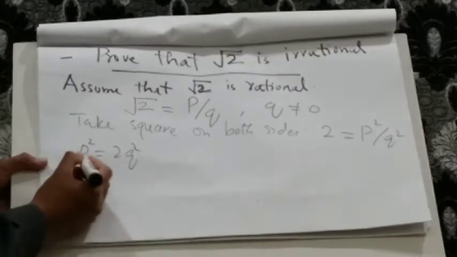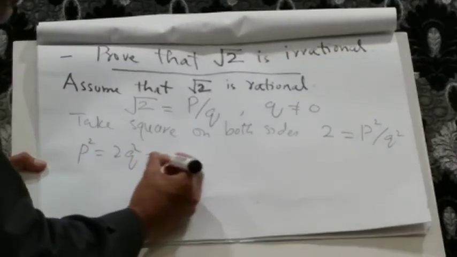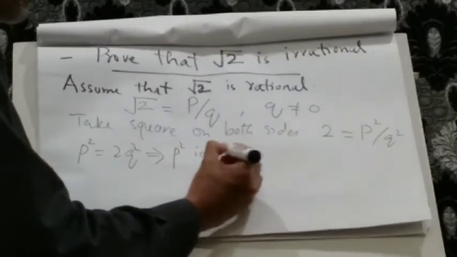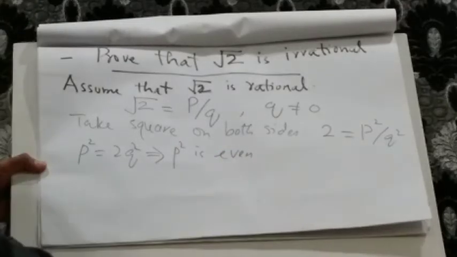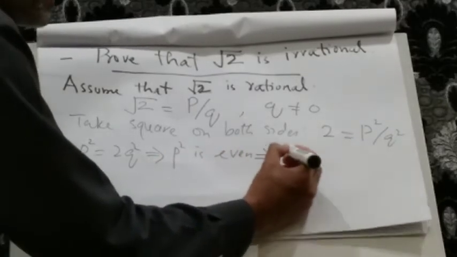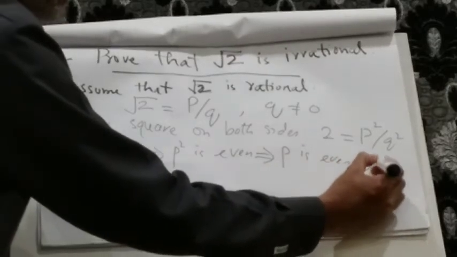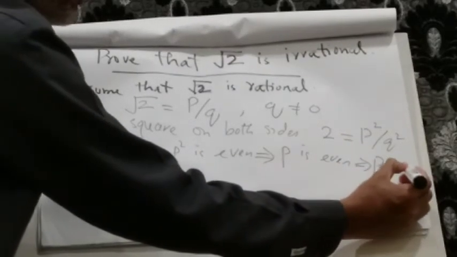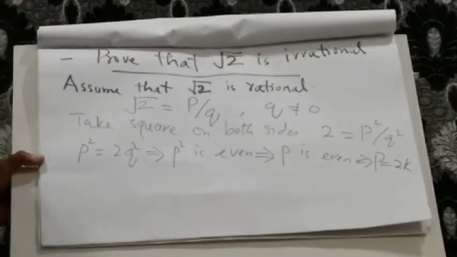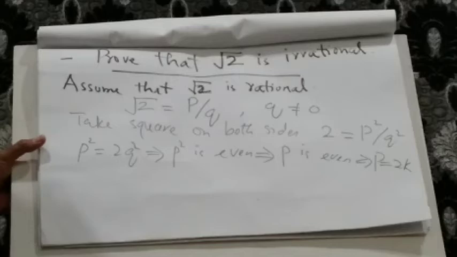And what does this mean? That p square is a multiple of 2, which means that p square is even. If p square is even, that essentially means that p is even. If p is even, that would mean that p can be written as 2k. It has 2 as one of its factors.